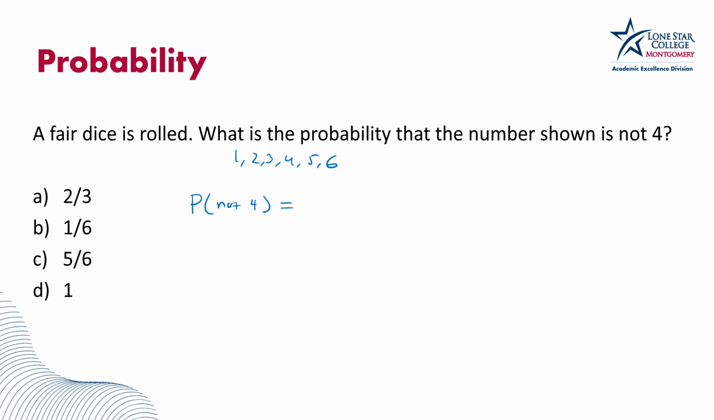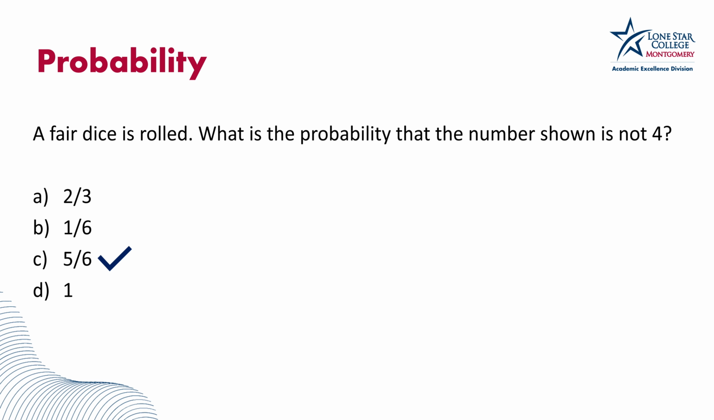What's our fraction going to be? We know the bottom of our fraction has to be the total number of outcomes. That has to be 6, because there are 6 sides to a dice. But when we're saying not 4, we think about what numbers are not 4. We know 1, 2, 3, 5, and 6 are all not 4. That's a total of 5 sides. So the probability of it not being 4 would be 5 out of 6, which gives us answer choice C.